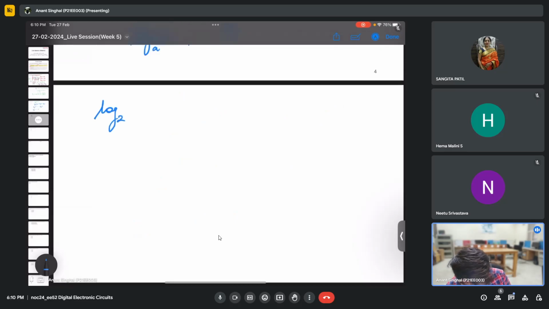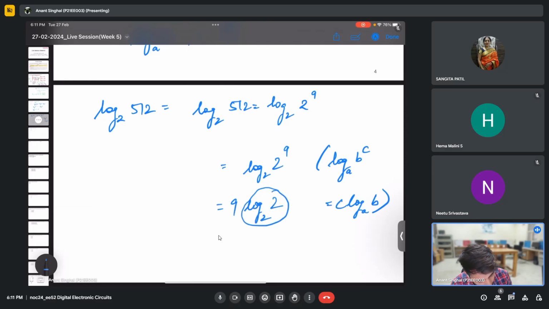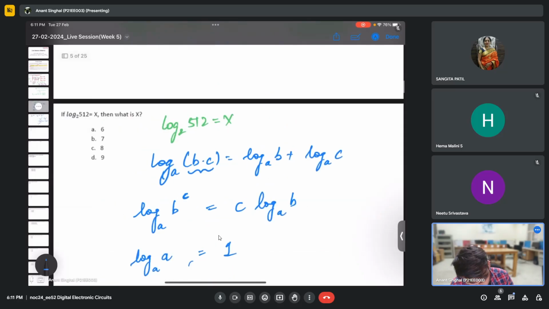The question was log to the base 2 of 512, and we know that 512 is nothing but 2 raised to power 9. Now we have log to the base 2 of 2 raised to power 9. I'll use the property that log to the base a of b raised to power c is c times log to the base a of b. So it will be 9 times log 2 to the base 2, and since we have the similar base, it reduces to 1. So the final answer will be 9 only, which is option D. Option D is the correct answer.